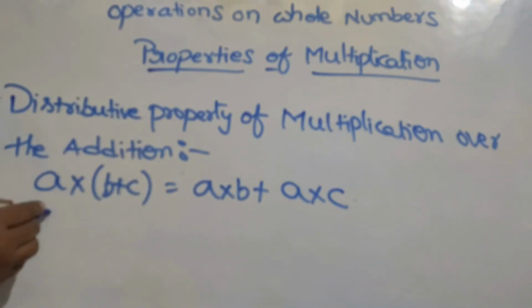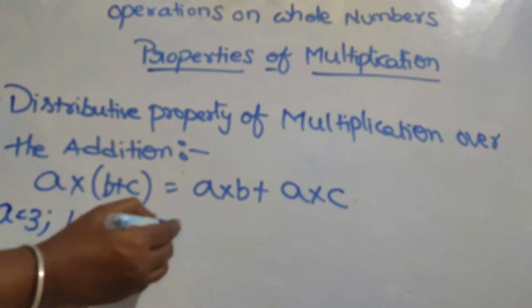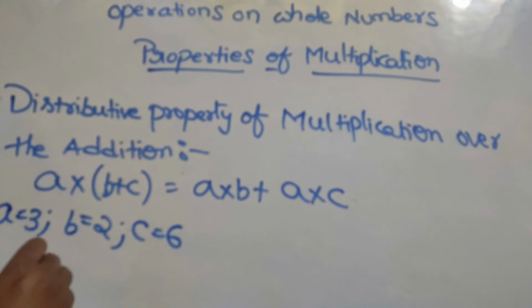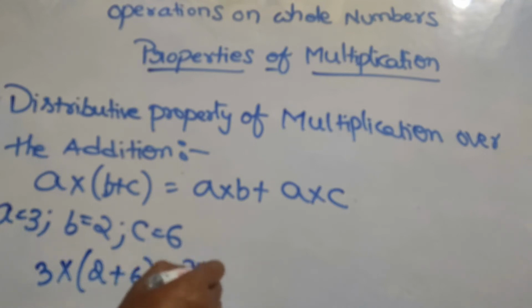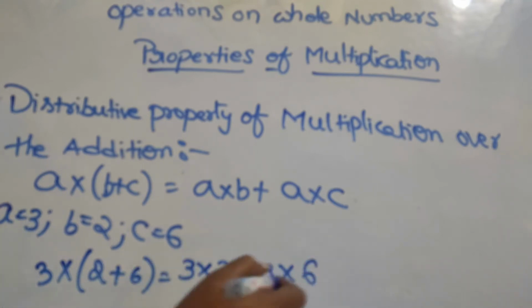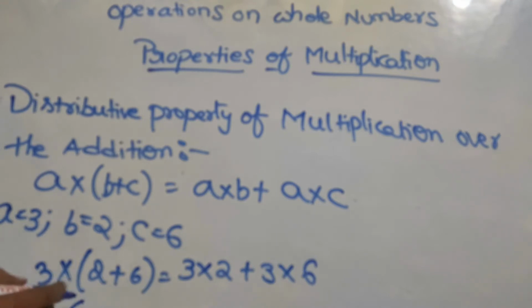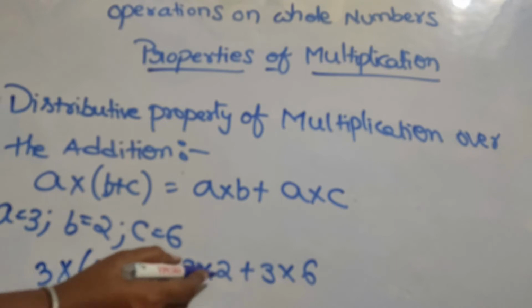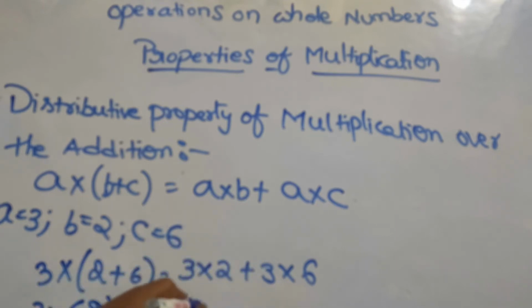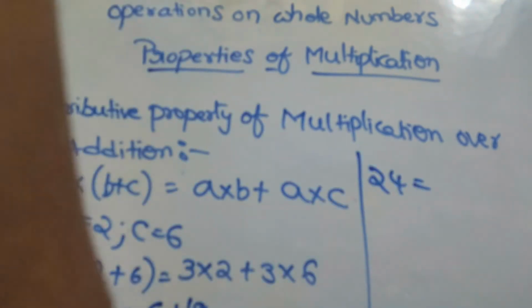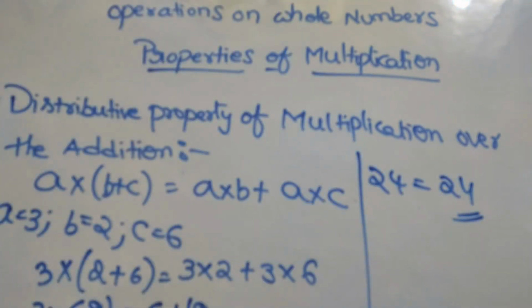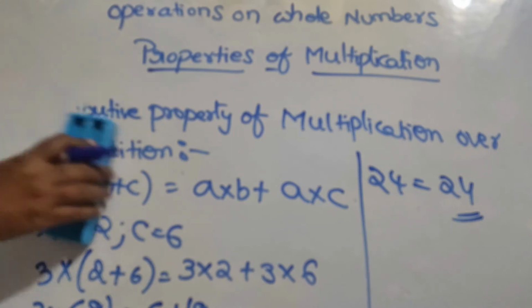Example, a is equal to 3, b is equal to 2, c is equal to 6. Now 3 into (2 plus 6) is equal to 3 into 2 plus 3 into 6. 2 plus 6 is 8. 3 2s are 6 plus 6 3s are 18. Now 3 into 8, 3 8s are 24, is equal to 6 plus 18, 24. So this follows the distributive property of multiplication over addition. It follows the rule.